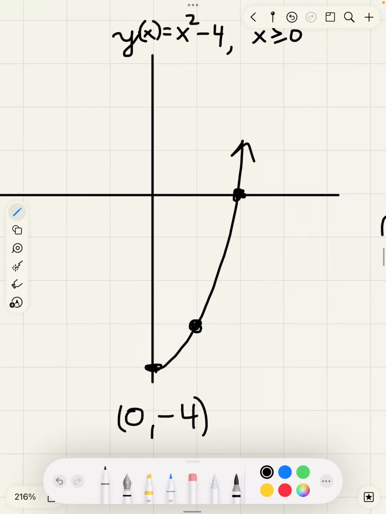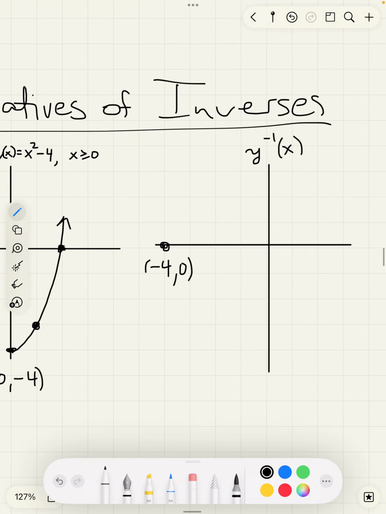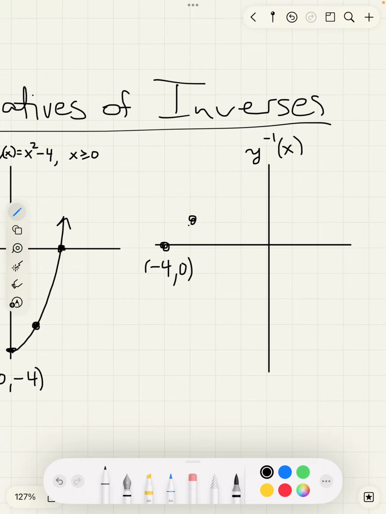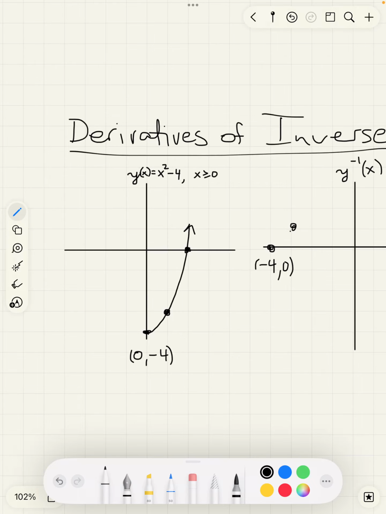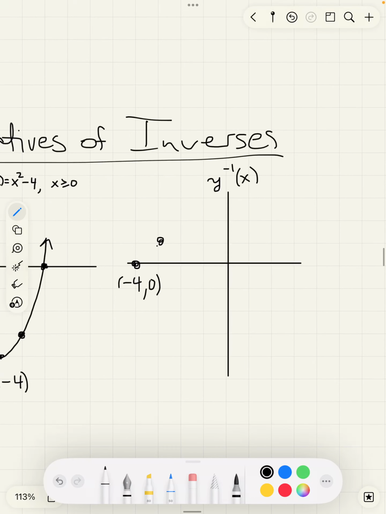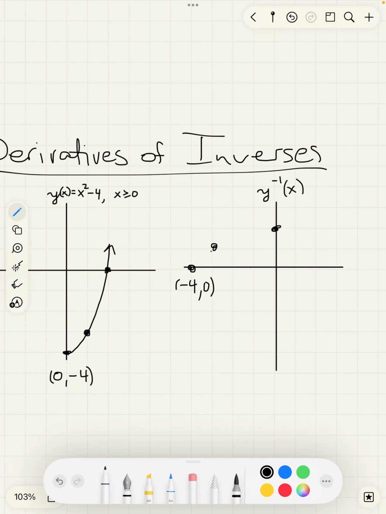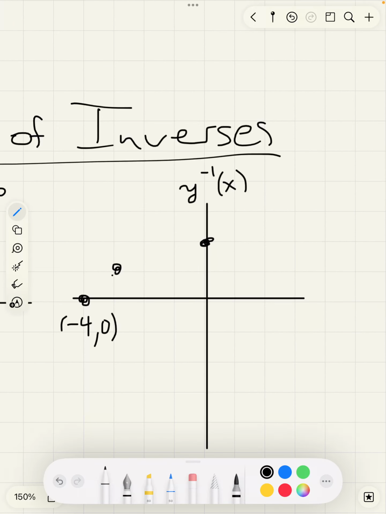Then we have the coordinate 1, negative 3, so we'll plot negative 3, 1. Then we have the point 2, 0. I misspoke. So we'll plot the point 0, 2. And rather than making the right side of a parabola, it is the top of a sideways parabola, which you might recognize as some kind of square root function, which makes sense because how do you undo square? You do that by square rooting.